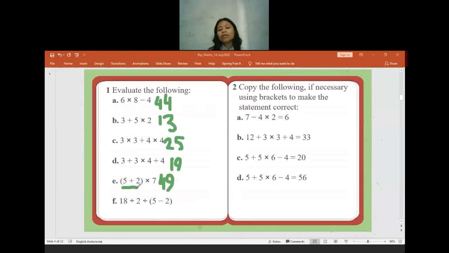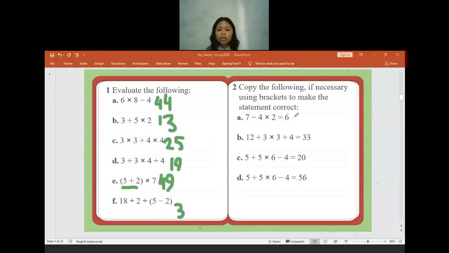5 plus 2 is 7. 7 times 7 is 49. And then now for the F, how many will it be for the F? 3. Okay, anyone get confused or get a different answer? It's okay to ask if you have any difficulties. No, teacher. Okay, no difficulties. If no difficulties, then it means we can move to question 2. What is question 2?